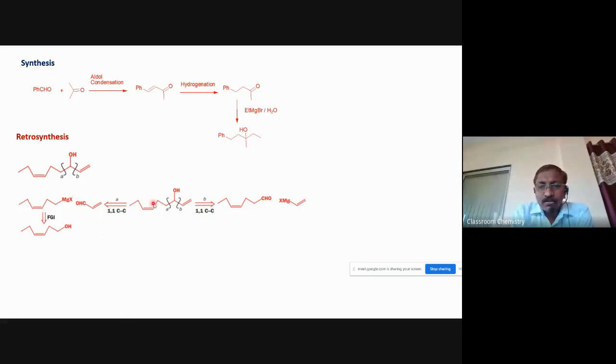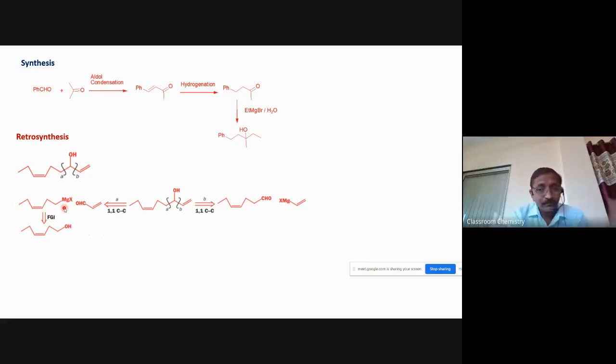Okay, so when we see such disconnections A and B, what will happen when we disconnect B? We get an aldehyde over here, that is CH2CH2CHO, and vinyl bromide, and we can make a vinyl Grignard reagent. This is one of the ways. What about the second way? When we disconnect A, what will happen? We get a positive charge here and a negative charge here. So here we get an alpha beta unsaturated aldehyde, and second, the negative charge corresponds to a Grignard reagent.